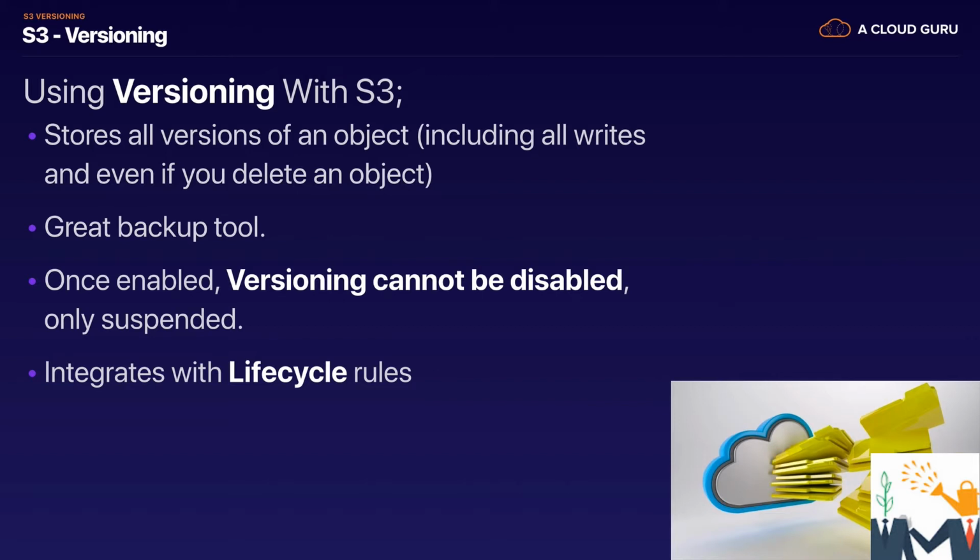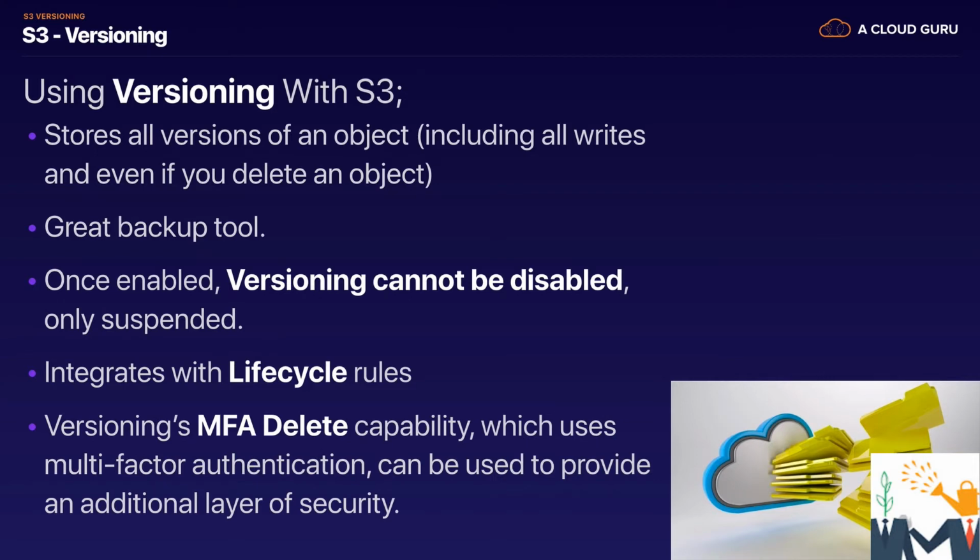It also integrates with lifecycle rules. We're going to cover that in the next lecture as well, so we'll look at how we can use lifecycle rules and versioning to move things to Glacier. Versioning also comes with MFA delete capability, which uses multi-factor authentication to provide an additional layer of security to stop people from going in and accidentally deleting objects. So to permanently delete something, you would need multi-factor authentication to do that.